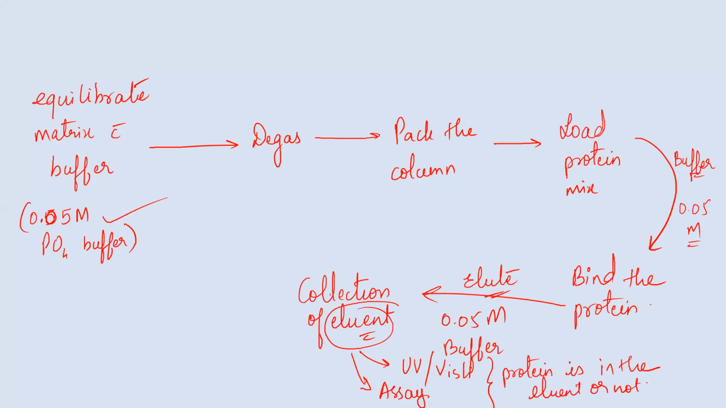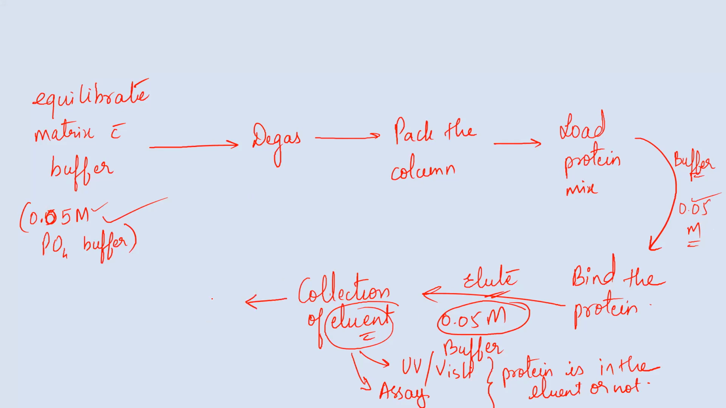Okay, you collected so many eluent tubes. Say you collected about 20 eluent tubes, and you still did not see any protein in that eluent. So what does it mean? You might want to increase the strength of the buffer. So this is the 0.05. 0.05 you use for equilibration. 0.05 you used for binding. Now for elution, 0.05 may not work.